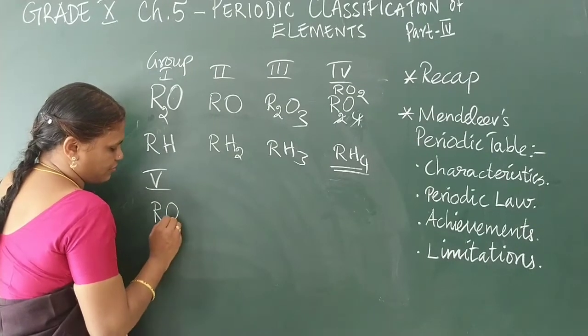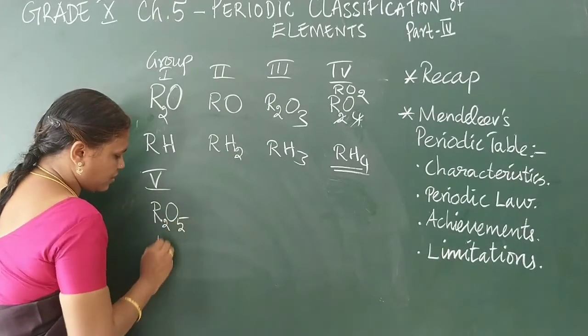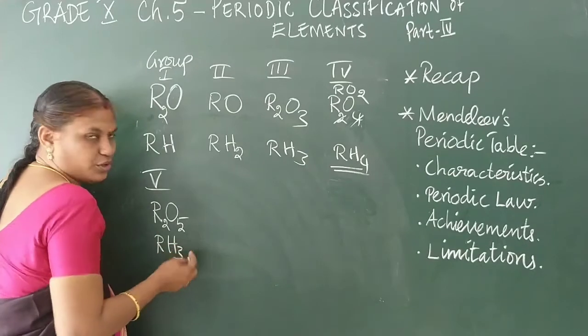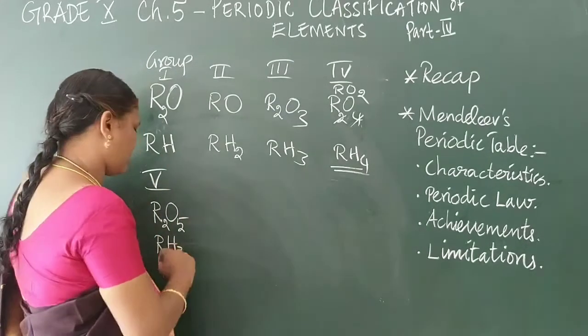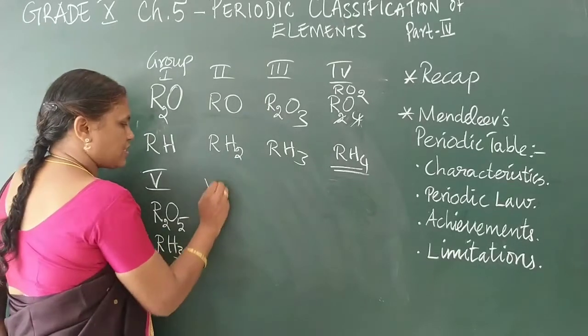RO2. Here it is 5. But here RH3, what I told you. So if it is 5, there are 5 electrons in the outermost shell, so it will gain 3 electrons. So it will become RH3. Sixth group.